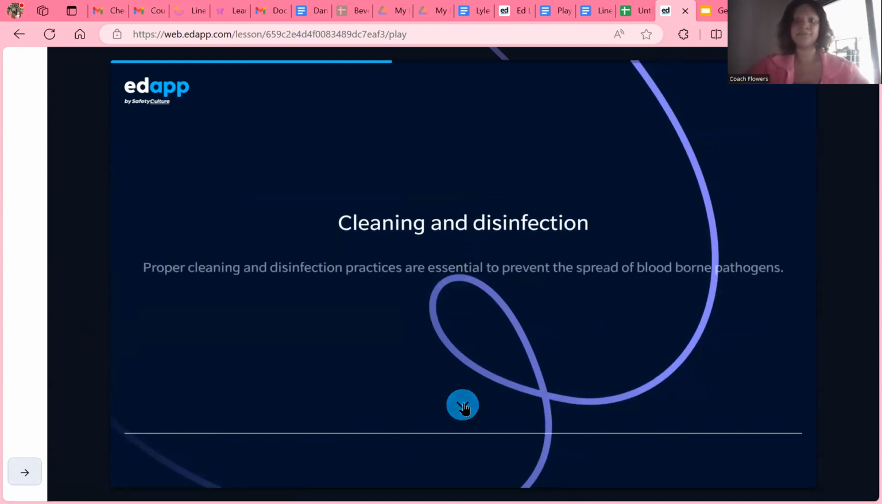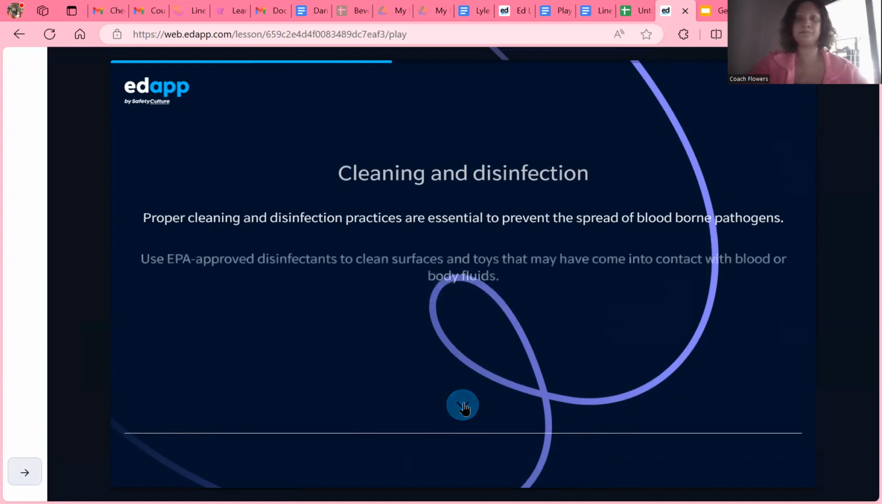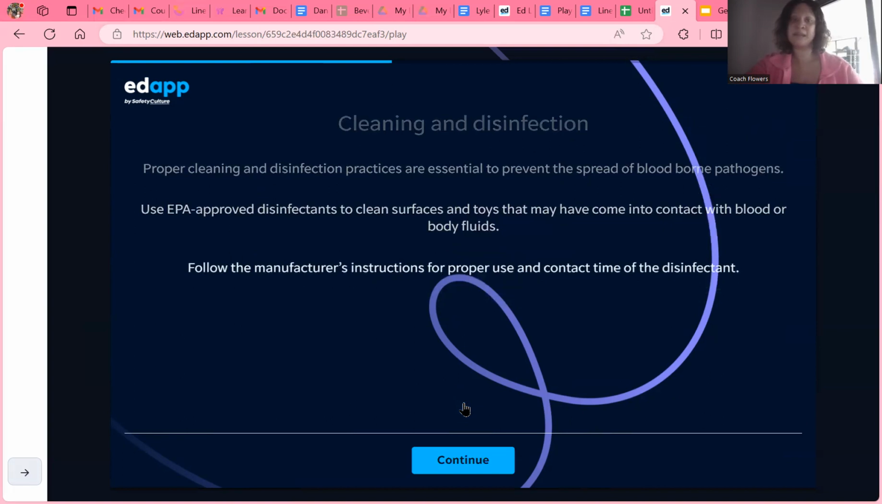Cleaning and disinfection. Proper cleaning and disinfection practices are essential to prevent the spread of bloodborne pathogens. Use EPA-approved disinfectants to clean surfaces and toys that may have come into contact with blood or bodily fluids. Follow the manufacturer's instructions for proper use and contact time of the disinfectant. So this is important in your classroom. If you have a toy that has been mouthed by a child, you may have some type of yuck bucket or a place for mouth toys to go out of circulation until they're properly sanitized and disinfected.